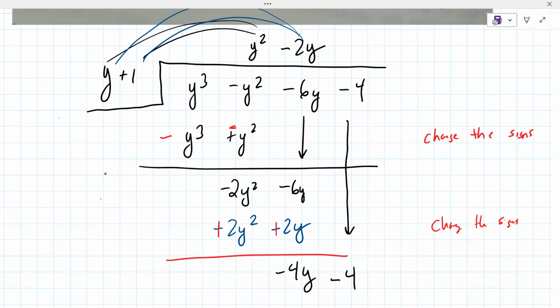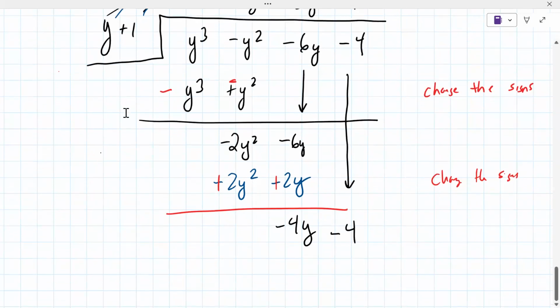Yeah, we're going to keep going. We now need to get a minus 4y from y. So what do you multiply y by to get minus 4y? I would say four. 4 gets you to 4y. We want minus 4. Negative 4. So when you multiply, it's negative 4y minus 4.